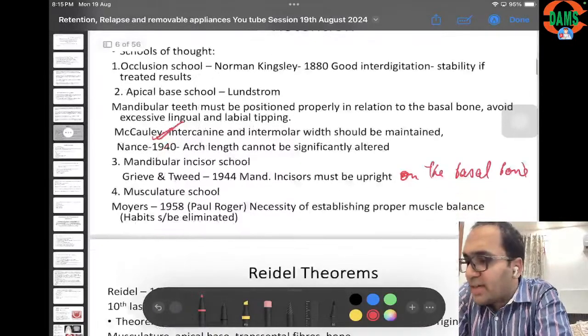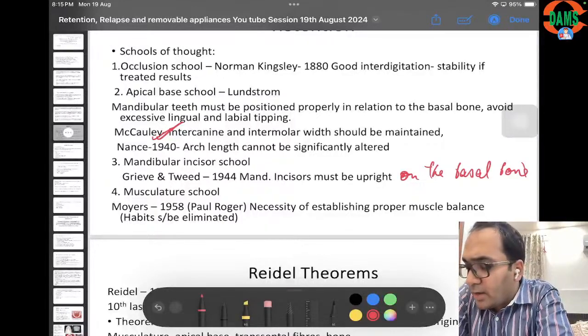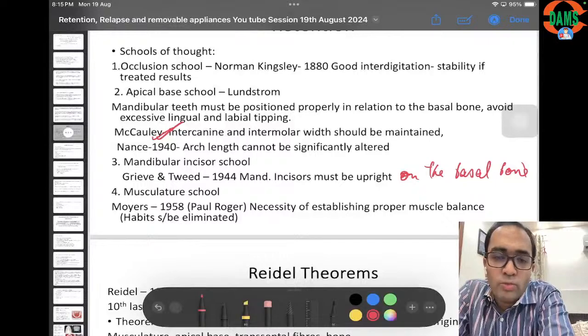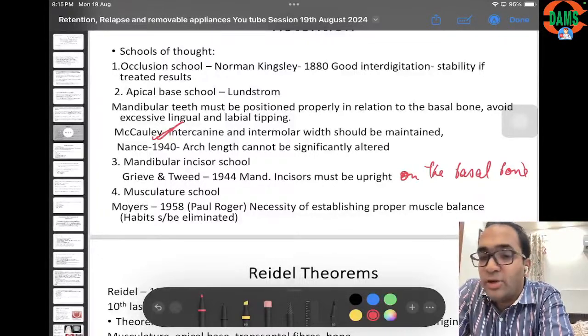The mandibular incisor should be present upright on the basal bone. Okay. Next came the musculature school, which is the last school of thought. It was given by Moyers in 1958. He said that there is a necessity to establish a proper muscle balance.